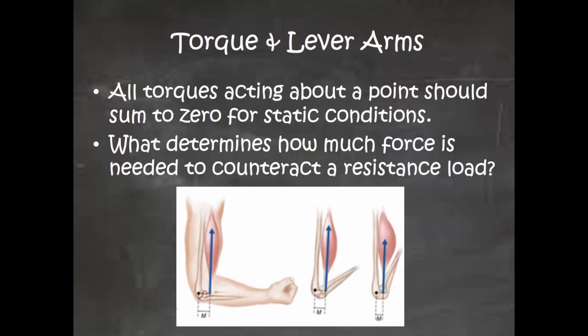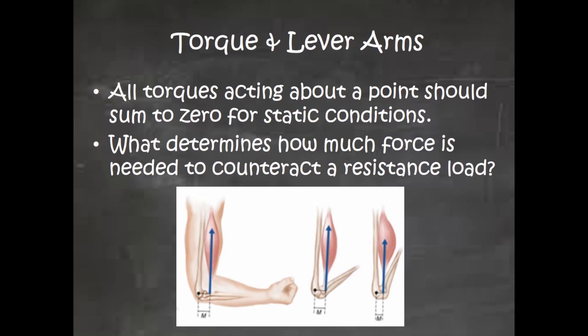We noticed from the example problem that all torques acting about a point should sum to 0 for static conditions. But what determines how much force is needed to counteract a resistance load? Try holding a book in each of the 3 positions shown in the figure. Which seems to be the easiest? You probably noticed that holding the book in the position on the right is the easiest.